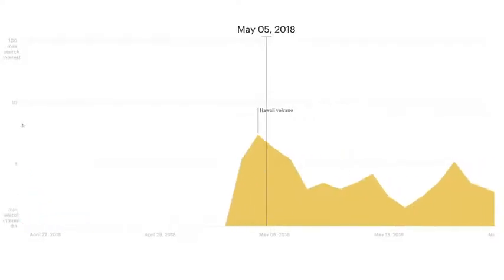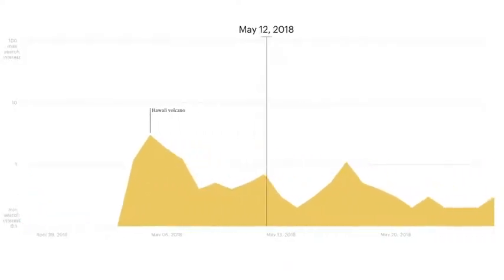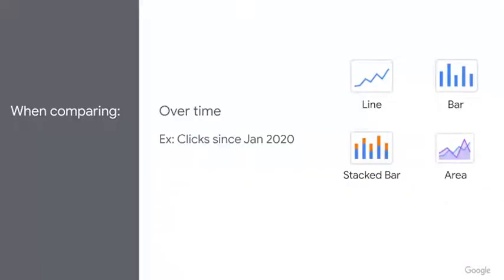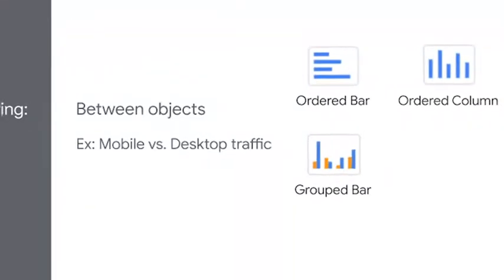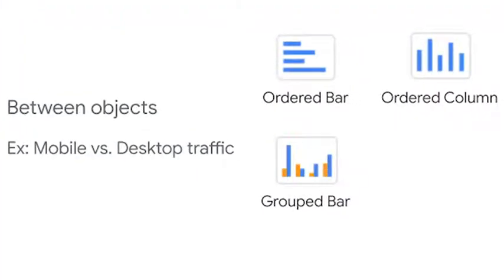For comparing data over time, we showed you how line graphs can be effective. Like in this one, bar graphs and stacked bar graphs along with area charts can also be good ways to visualize how data changes over time. By the way, there's a lot of charts out there. We'll give you as much information as possible about as many as we can, but doing your own research or practicing using them in visualizations will also be helpful. Okay, when you're comparing distinct objects, like in our example about mobile versus computer usage, ordered bar and grouped bar graphs and ordered column charts are useful.